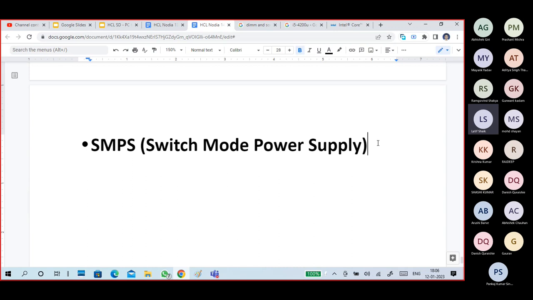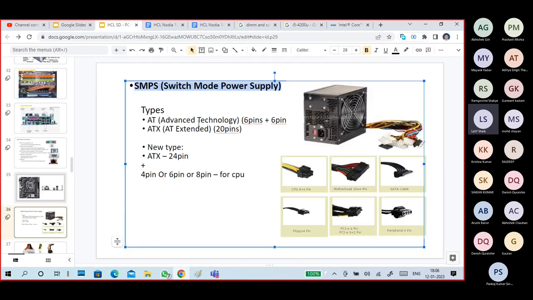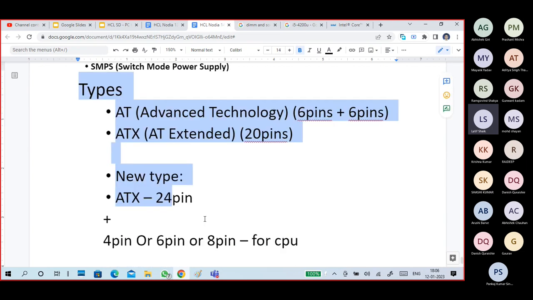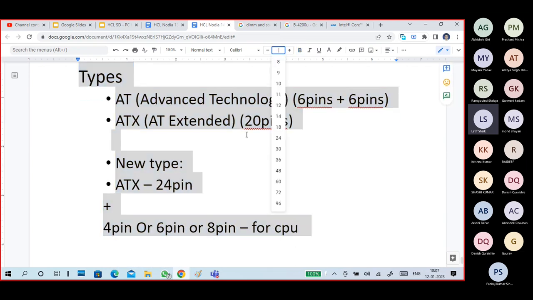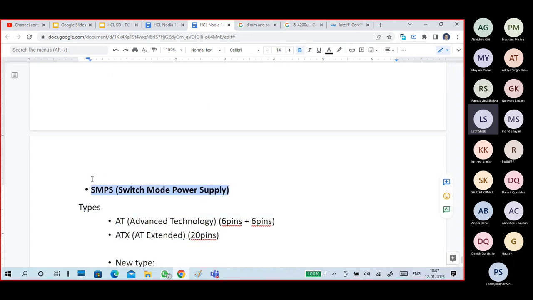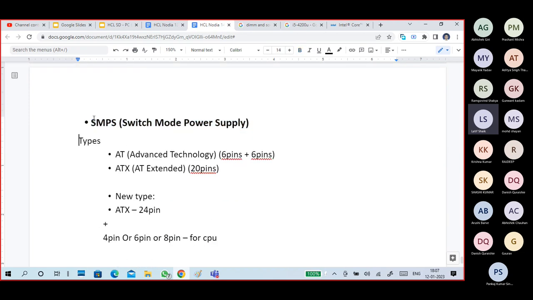What is SMPS? We are getting a power supply to our wall socket, that is 220 volts. Okay, that is 220 volts only. This 220 volts AC power supply we are getting from outside to inside. Then what happened? That is not suitable for our electronic devices, our mobile phones, computers. We don't use that kind of energy.